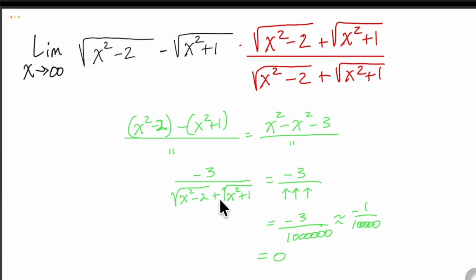This denominator is always going to be positive because you're always going to get a positive number from these radicals as x approaches infinity. Very, very big number here. Think of a million. You can have negative 3 over a million. That's the same thing as negative 1 millionth. And it's going to just get closer and closer to 0. So this final limit is 0.